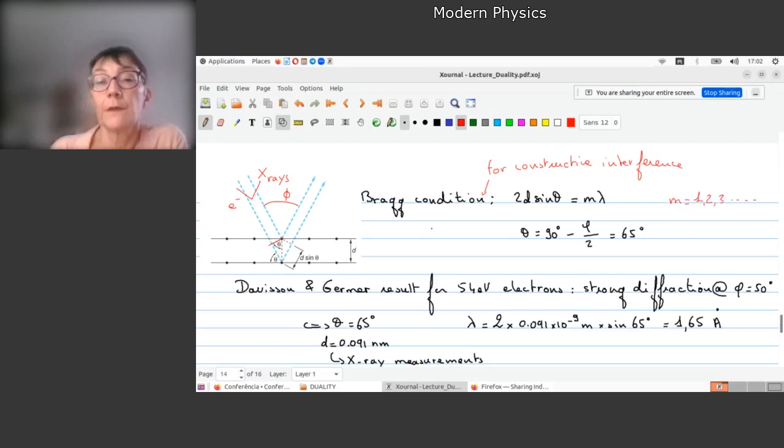And so the relationship between phi of the Davisson-Germer experiment and this condition theta here: theta is here, and here you have phi over 2. So theta is 90 degrees minus phi over 2.